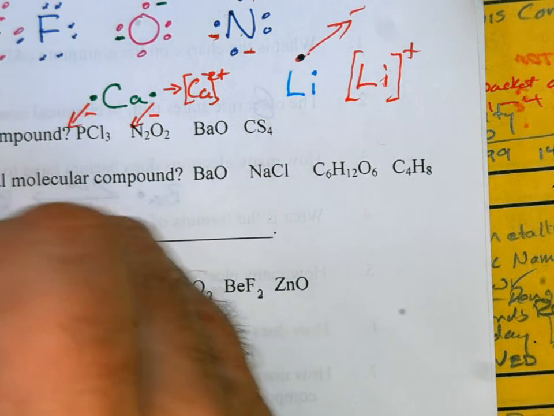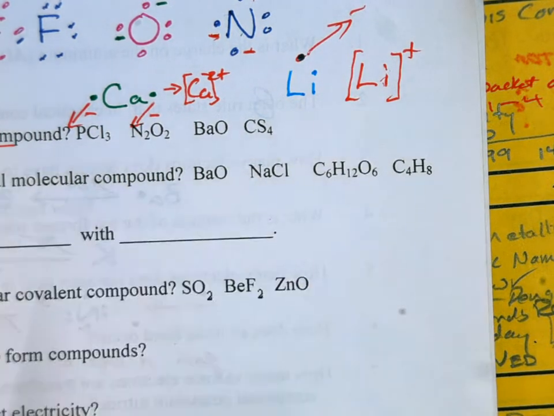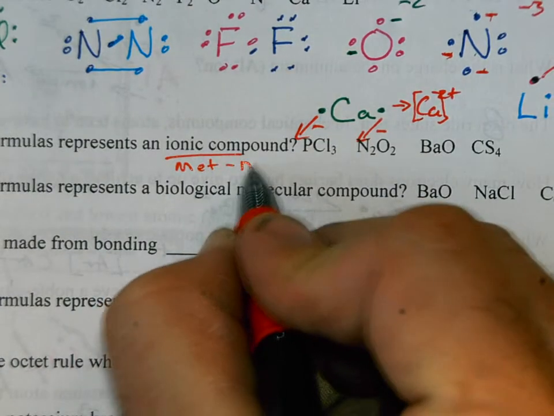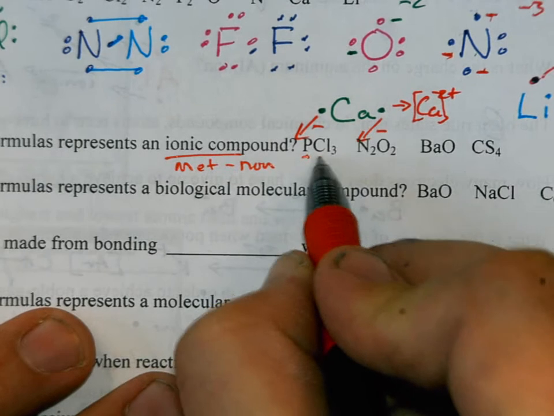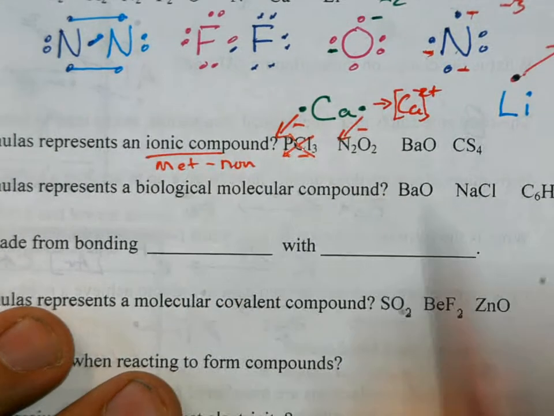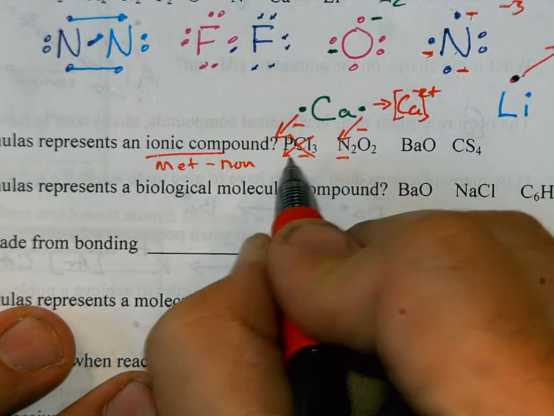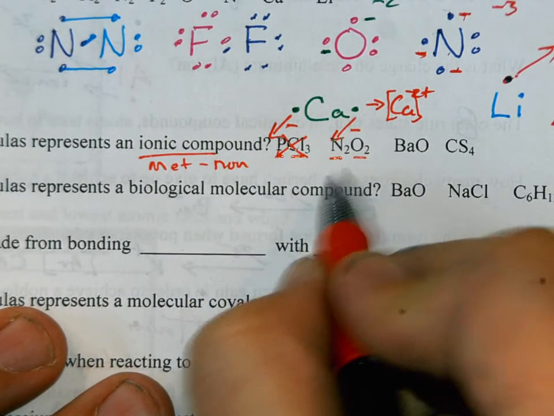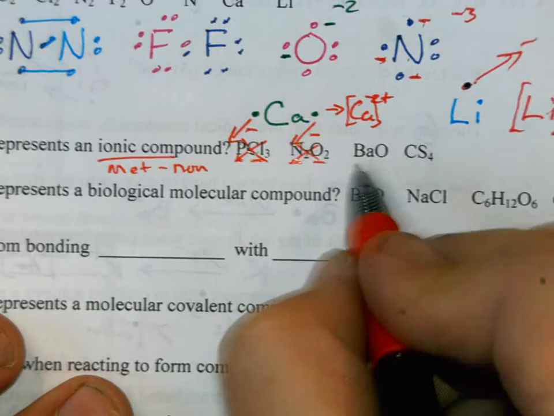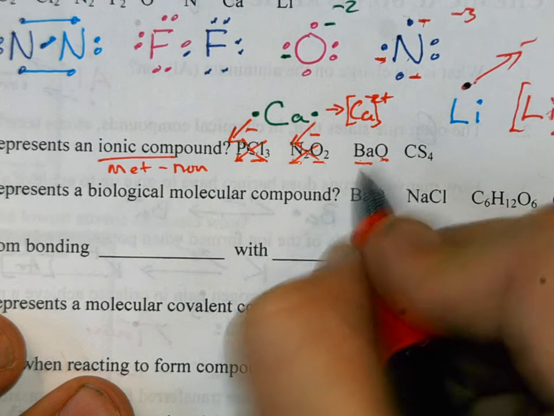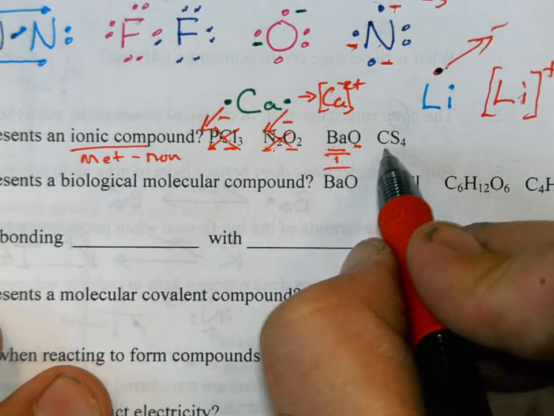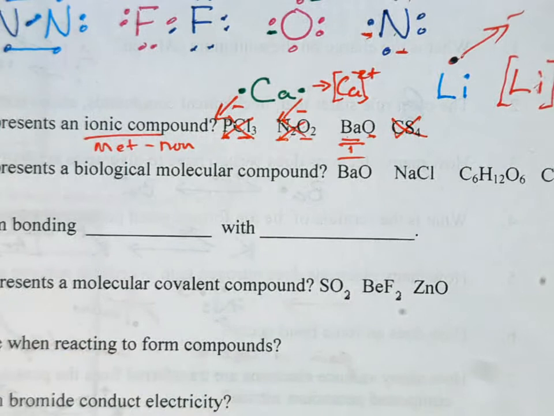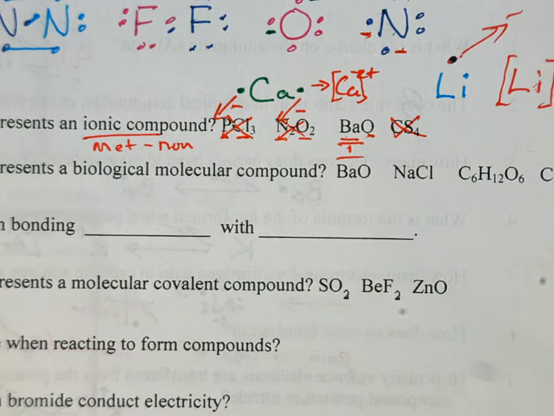Which of the following represent ionic? Ionic bonds are metals bonding to non-metals. So these are both metals, so that's not ionic. Here's a nonmetal and that's a nonmetal, so it's covalent. And two more nonmetals bonding together, okay, it's covalent. Barium is a metal. Oxygen's a nonmetal. Okay, there is an ionic bond. Carbon and sulfur, those are both nonmetals, so there's only one ionic compound. The other ones are covalent.